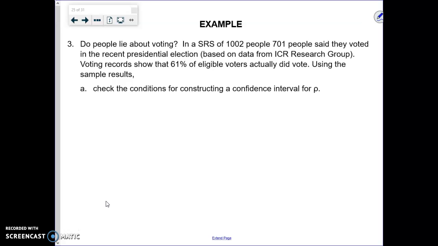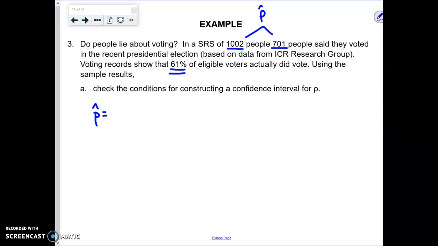A little bit different about this problem is, right away, we have to calculate p-hat because it says in the sample, 701 people out of 1,002 said they voted in a recent presidential election. The 61% here is the actual value. That is what rho is. Now you're saying, okay, so we know how many people voted. Well, we're wondering what's the population proportion of people who said they voted. So this 61%, we're not going to use quite yet. We're going to use these two to calculate what p-hat is.